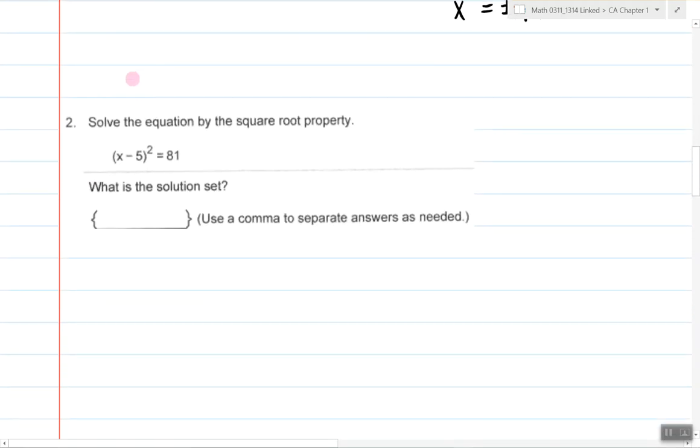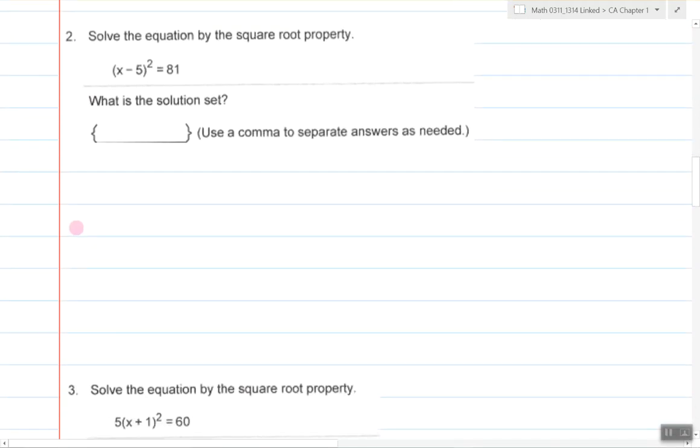For number 2, I check to see it tells me to use the square root property. Is it in the correct format? Is it something squared equals a constant? The answer is yes. So I have parentheses, x minus 5 quantity squared is equal to 81. Using the square root property, I take the square root of the left side, which drops off the square, and I have to remember to take both the positive and the negative square roots of 81.